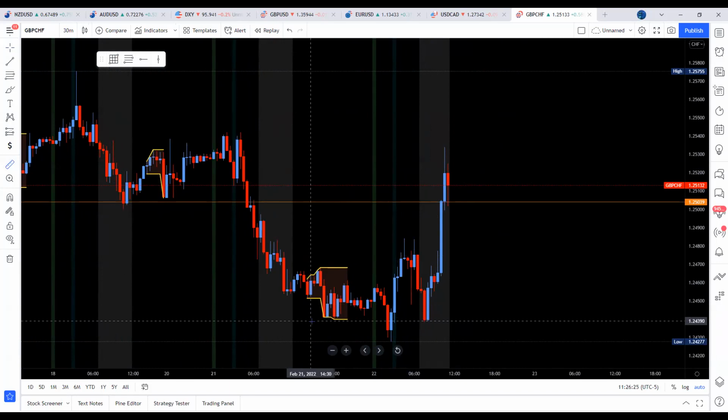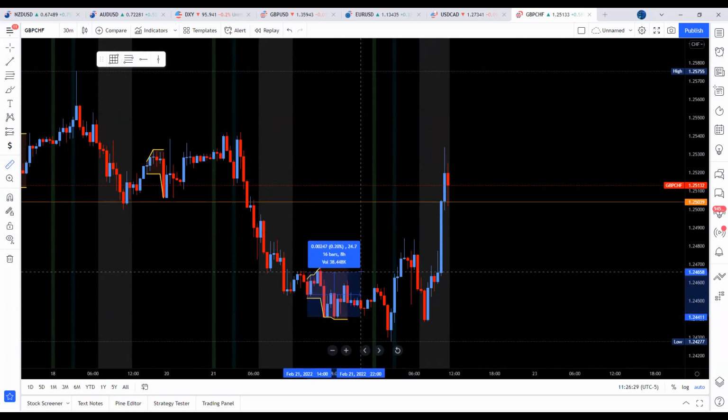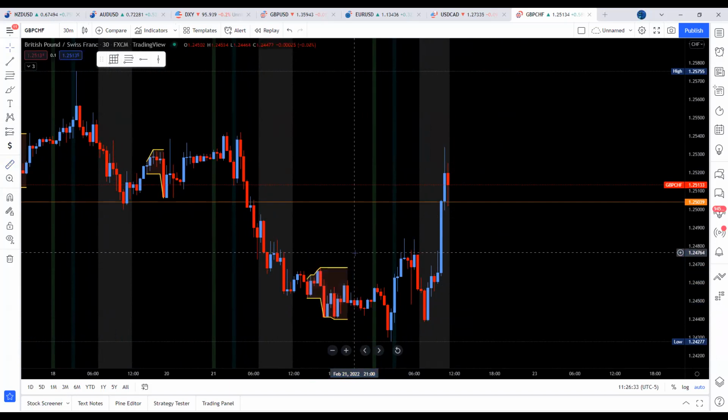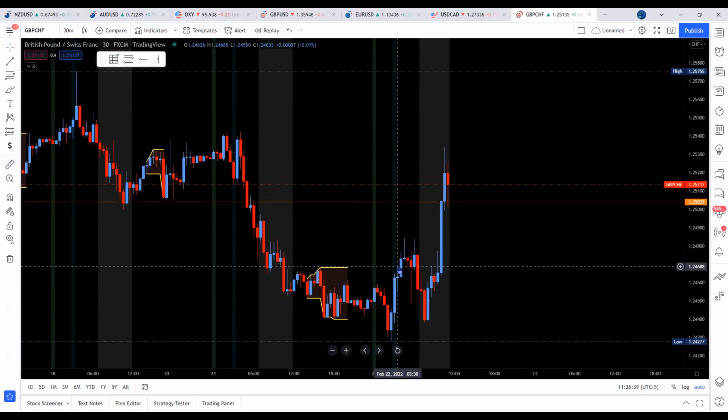Now, first of all, we want to measure how much our CVDR is. It's from body to body, so it's around 25, 30 pips. So it's an okay day for us to trade. Remember, the maximum range of our CVDR is 30, 35, 40 pips. If it's beyond there, we don't want to touch it.